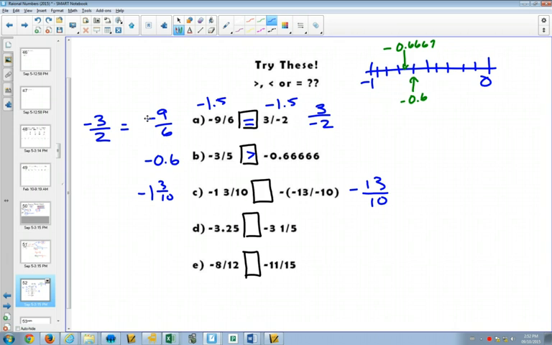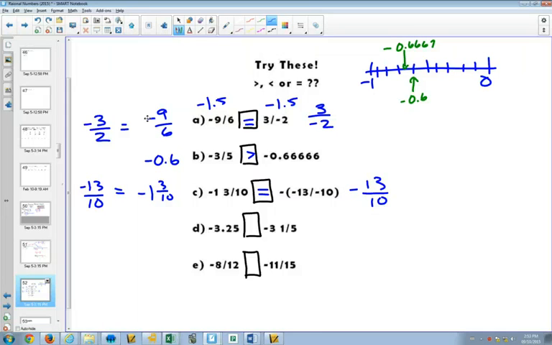Okay? Now, negative 1 and 3/10 is a mixed fraction. If I wanted to change this to an improper fraction, 10 times 1 is 10 plus 3 makes 13. So this is also equal to negative 13 over 10. And those ones are equal.